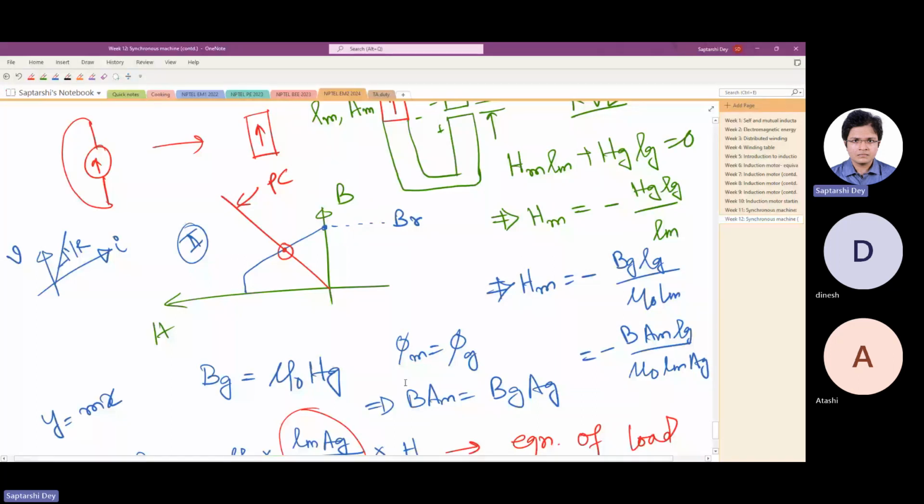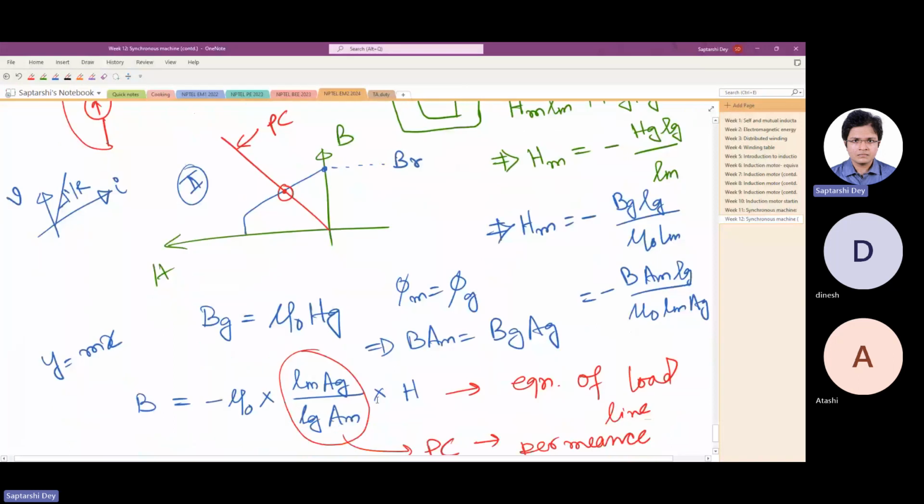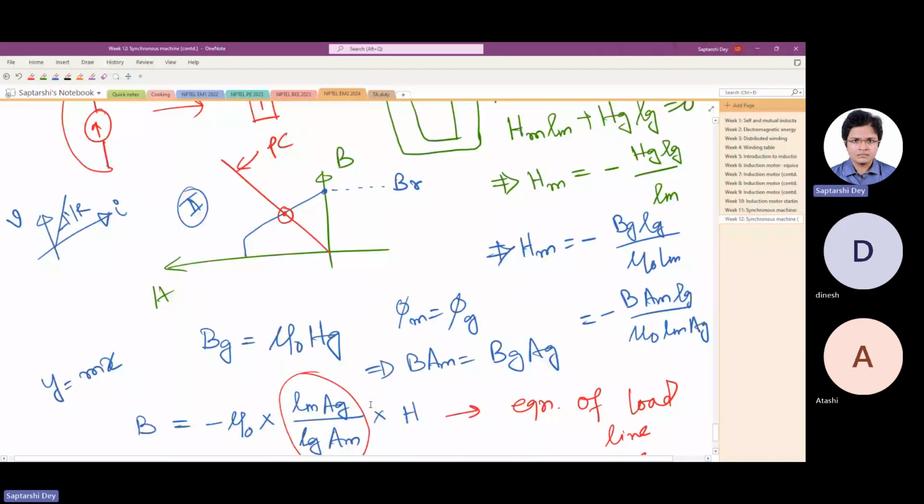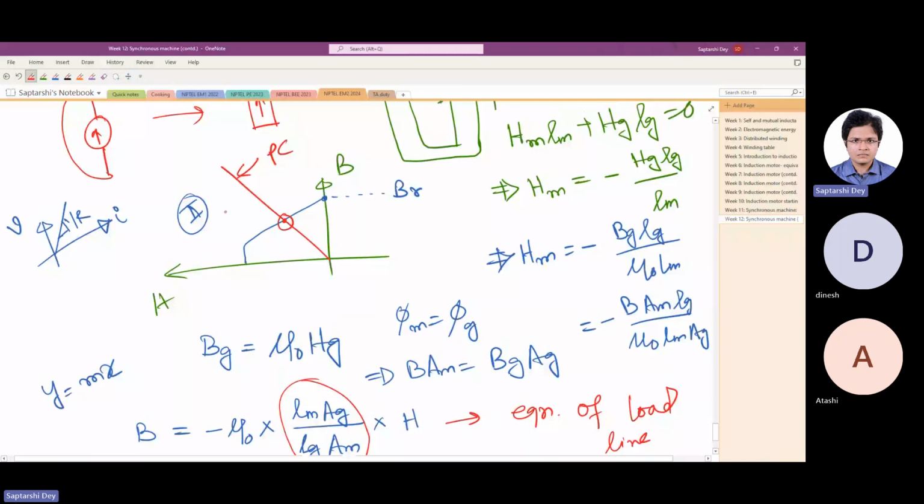Let us see what happens if we increase the air gap length. PC reduces, slope reduces, this falls, so magnet operating point goes down, means we are getting less value of B. The largest value of PC is when Lg is 0, PC is infinite. So this is the short circuit condition when the magnet operates here, right?